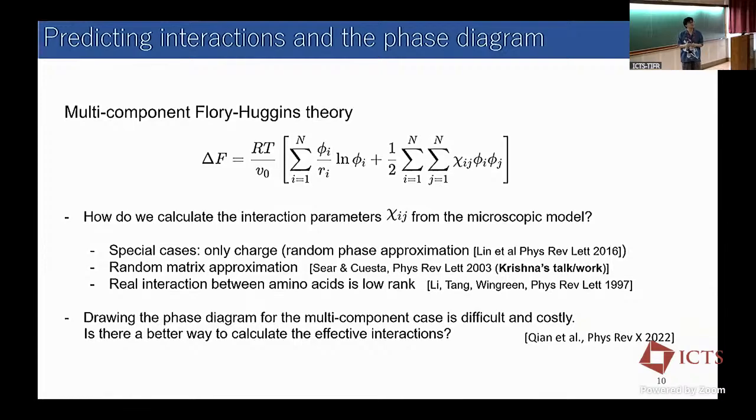There have been many attempts, so we are not the only ones asking this question. Just as a reference, we have the case where there's only charge, a method called the random phase approximation, originally coming from the condensed matter community. This has been quite successful in predicting mutation experiments from specific sequences. Also, I think Krishna talked about the random matrix approximation. This has some implications about what could be going on inside cells.